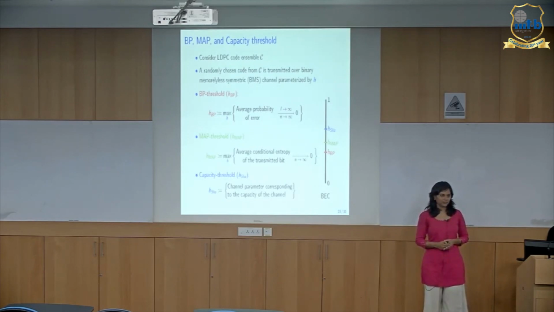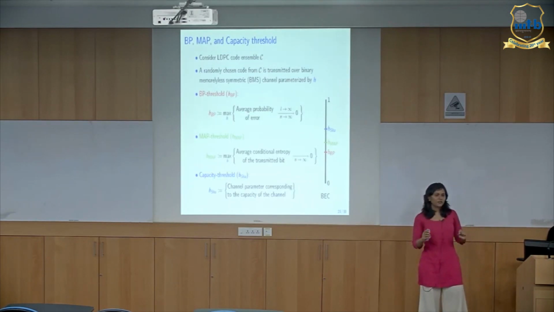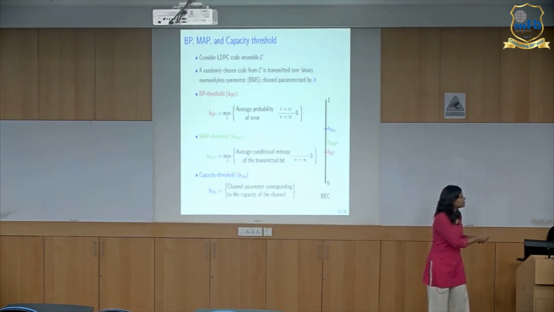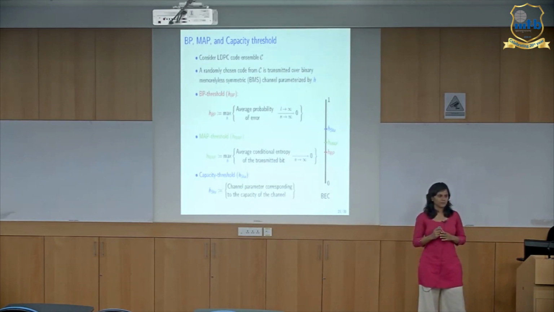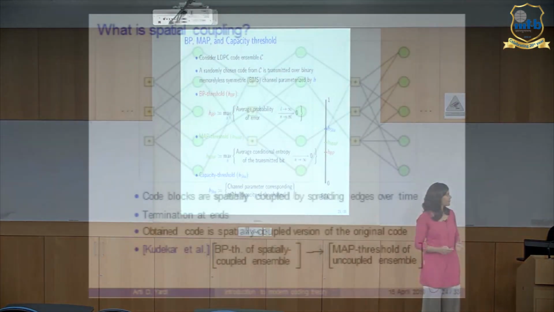Now just coming back to our original problem of designing a capacity achieving code. If we want to design a capacity achieving code using BP decoding, then we want all these three parameters to be the same. If these three parameters are the same, then I can say that I can achieve capacity using BP decoding, which is really a huge achievement because BP decoding is a suboptimal decoding algorithm, and ultimately we want to design a practical code which will achieve the capacity.